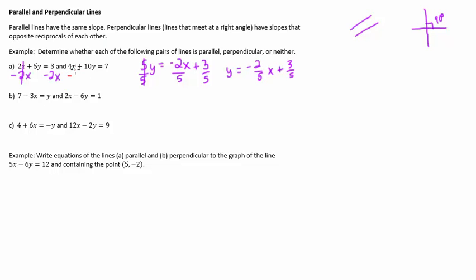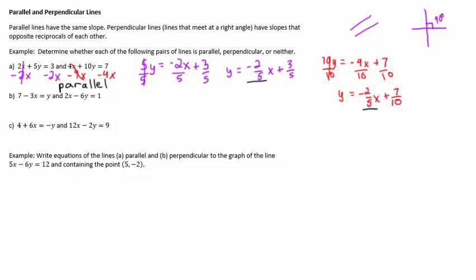For the second line here, we need to start off by subtracting 4x. So that gives us 10y equals negative 4x plus 7. So you divide through by 10. You get y equals, if I simplify this, negative 2/5. And now we're ready to compare our slopes. The slope on the first one is negative 2/5. The slope on the second one is negative 2/5. The other number, the y-intercept, does not matter. Since these are the same, on A we have parallel lines.